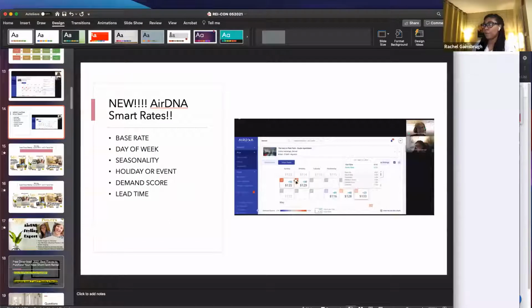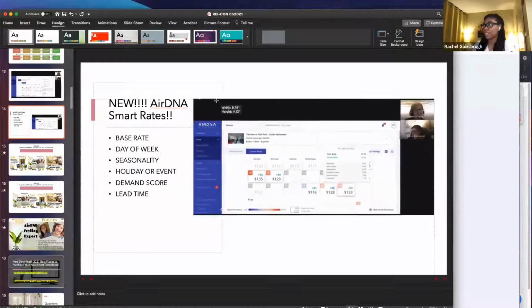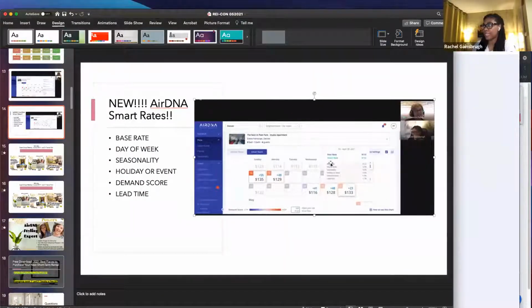And a little bit more about it. So the parameters that they're looking at to determine the pricing, I have it listed here in this little box, but I wanted to type it out for you all to see what they're taking into consideration. And I think this is a much better tool than just the smart pricing tool that's within the portal.